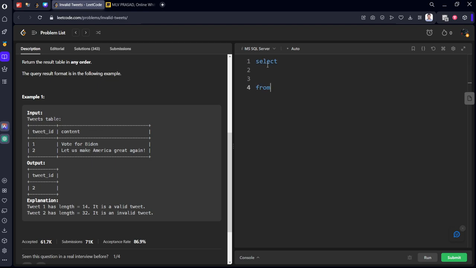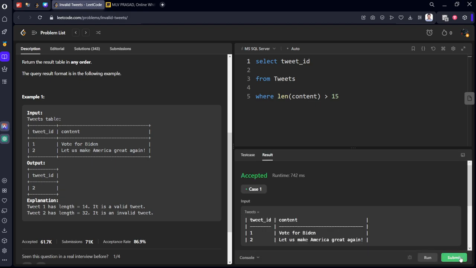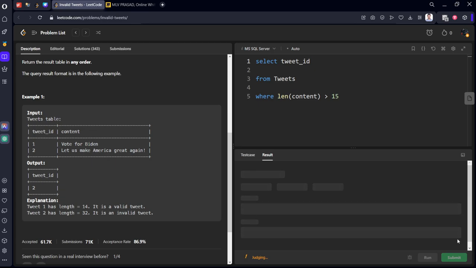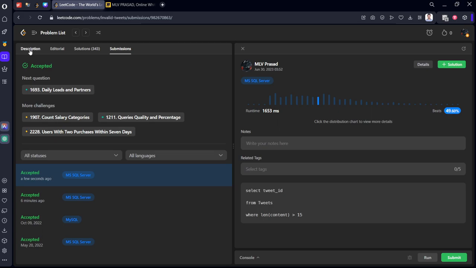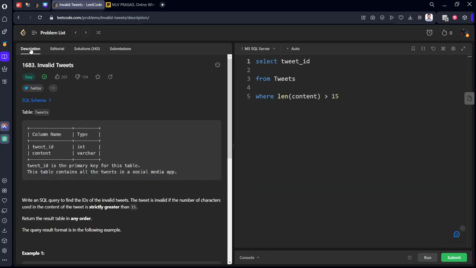Select from the tweets table where length of content is greater than 15. Select tweet ID.